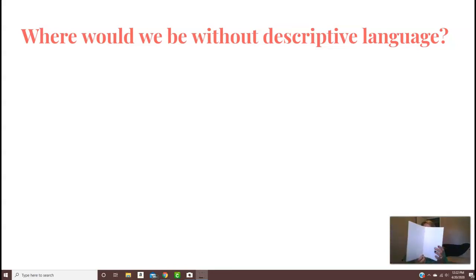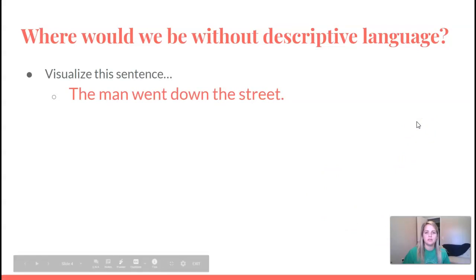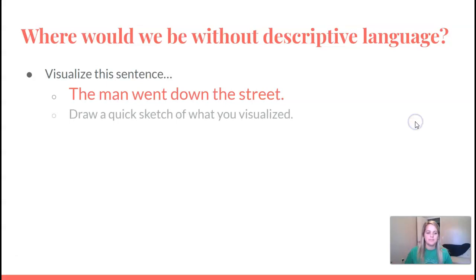So I just folded my paper in half so that I have two sides. Okay, and then I just have my writing utensil ready to go. All right, so first I want you to visualize this sentence. The man went down the street. Just paint a picture in your mind. What are you thinking? Okay, now we're going to do a quick sketch of what you visualize.